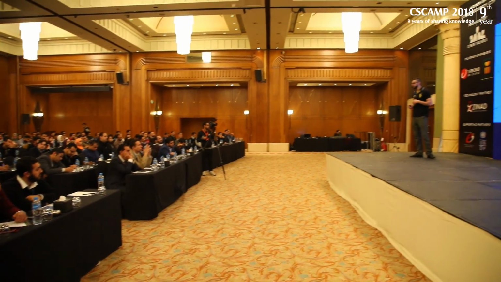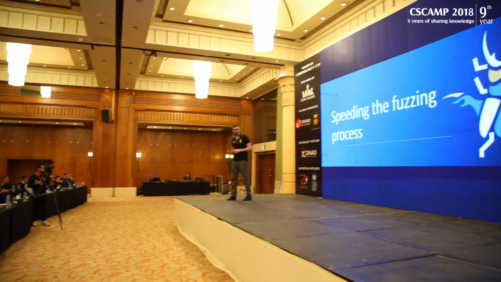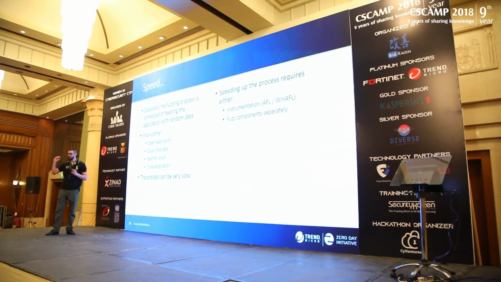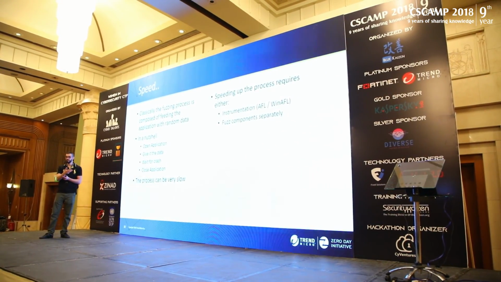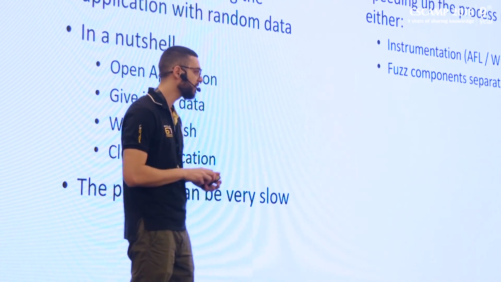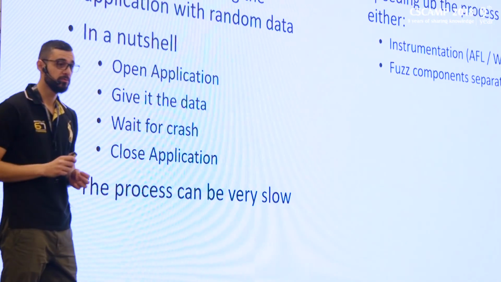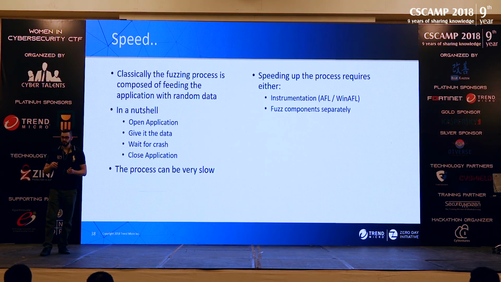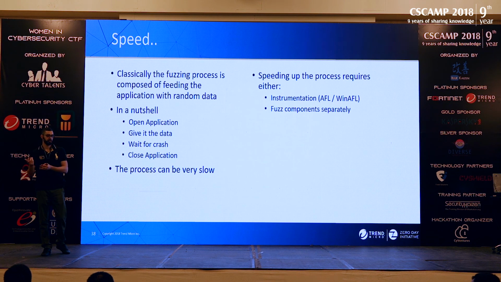All right. So how do we actually speed up the fuzzing process? As I mentioned before, you generate a bunch of data, you feed it to the application, you wait for a crash, and you repeat and repeat. And that's really, really slow. Imagine you have Foxit Reader, Adobe Reader, or anything. You're opening the application, giving a file, closing the application, opening the application, giving a file, closing, until you get a crash. And it's very slow.